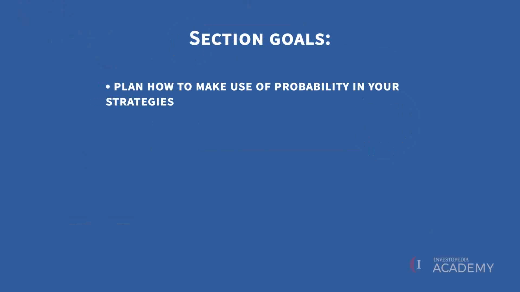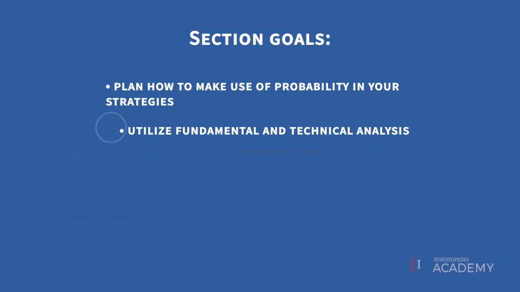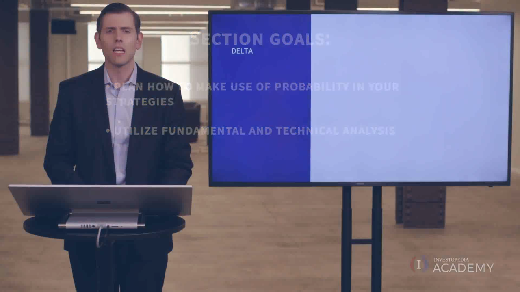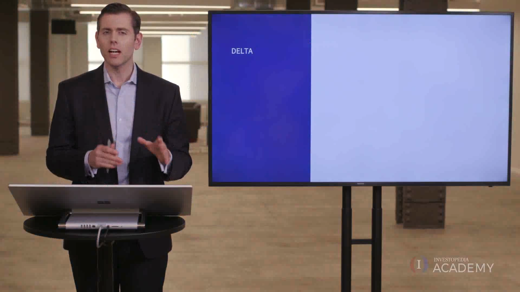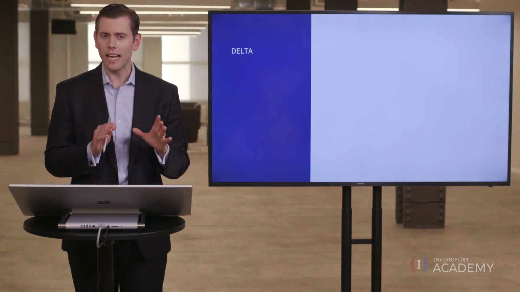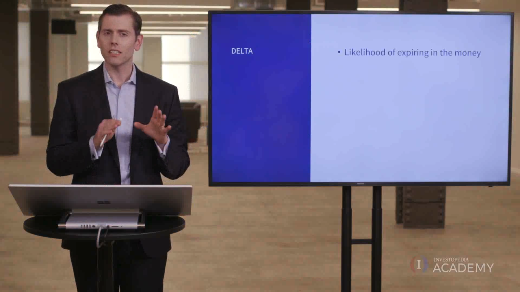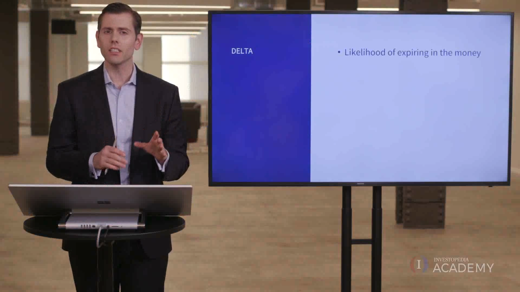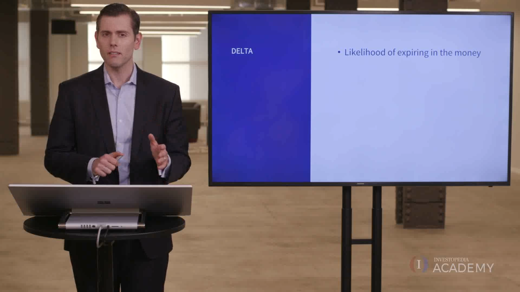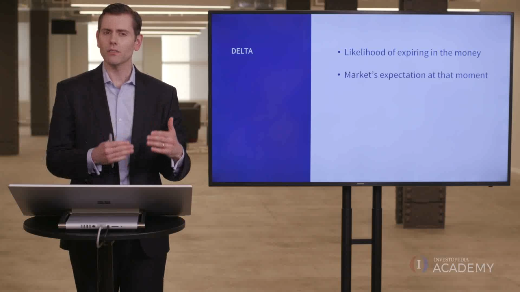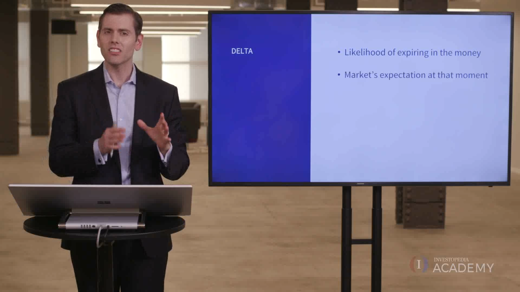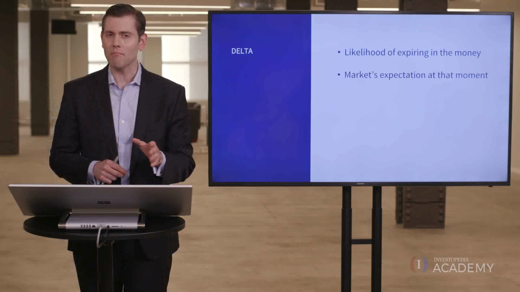In this section, you will learn how to plan how to make use of probabilities and utilize fundamental, sentiment, and technical analysis. As we look to improve your edge, I want you to think of delta at the beginning. And delta, I want you to think of as the likelihood of expiring in the money, okay? And then also think of delta, that snapshot, it's the market's expectation at that moment.